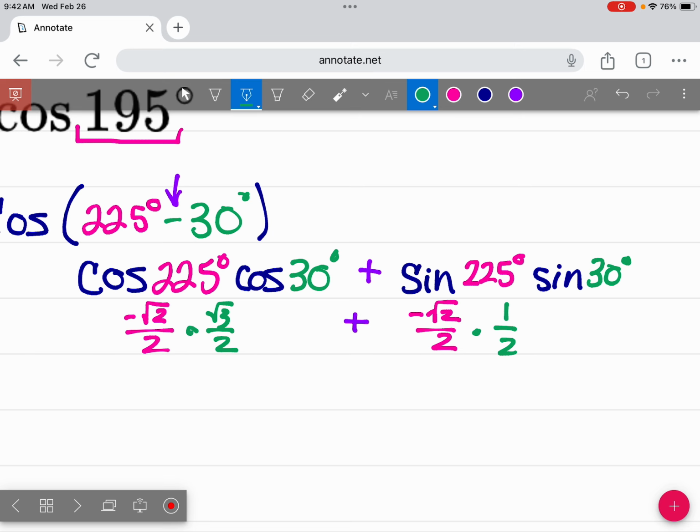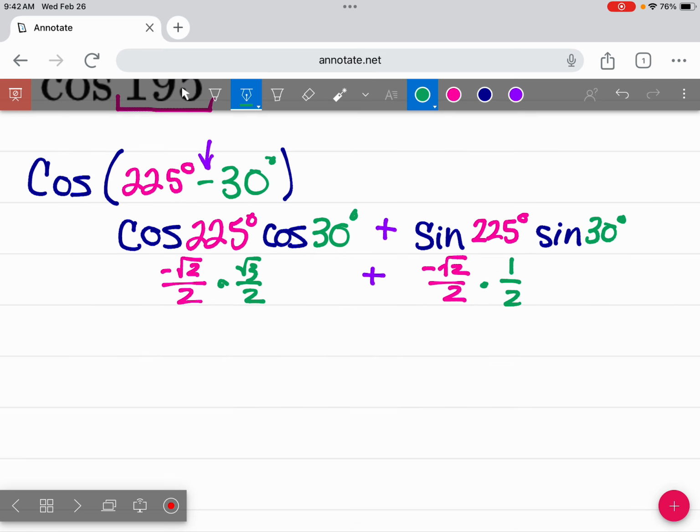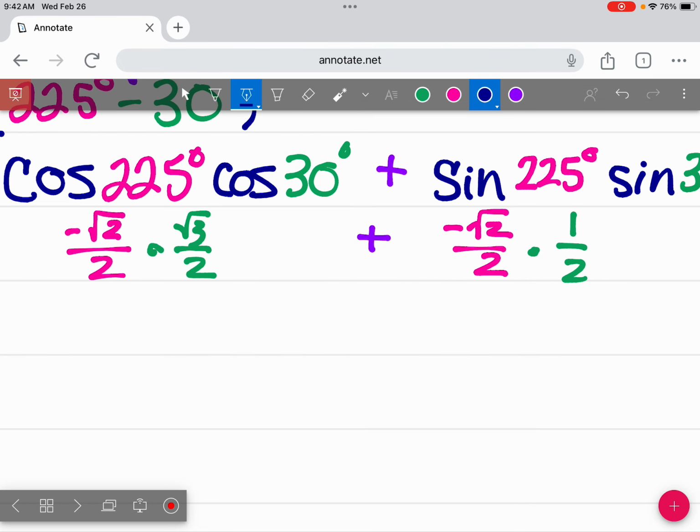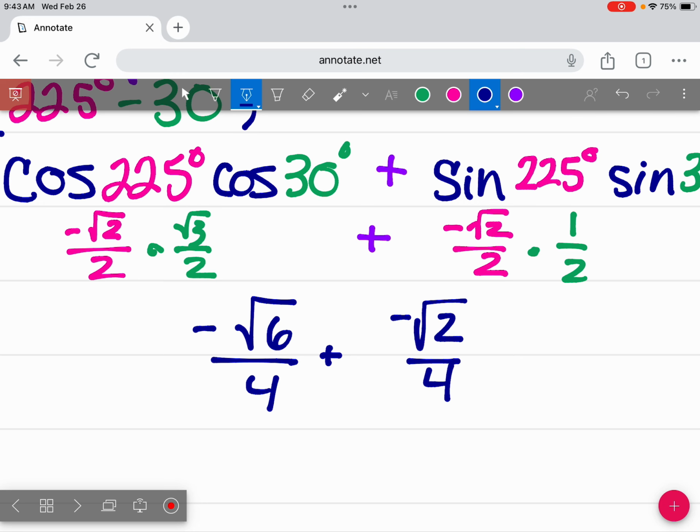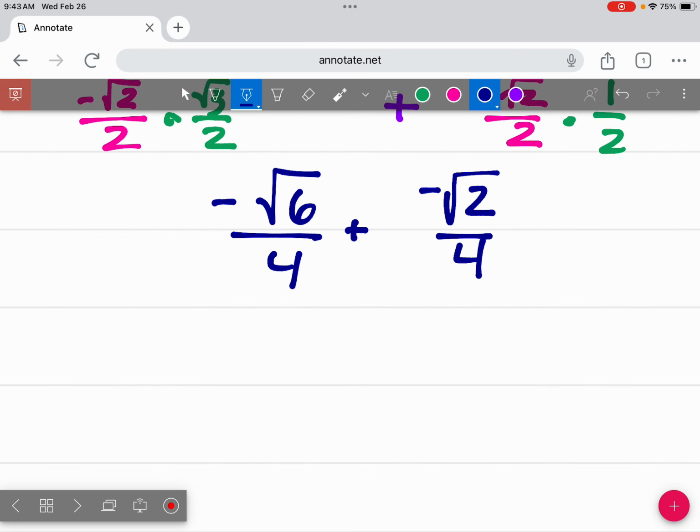So we multiply our two sets of fractions together. So we're going to wind up with negative root 6 over 4 plus negative root 2 over 4. Okay, so we can put those into a single fraction over 4, where we have our negative root 6 minus root 2.